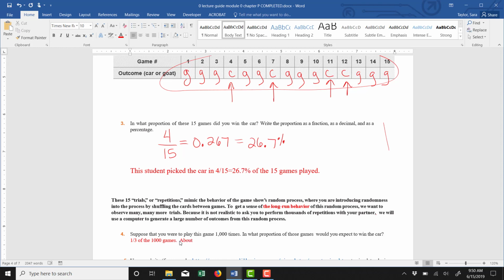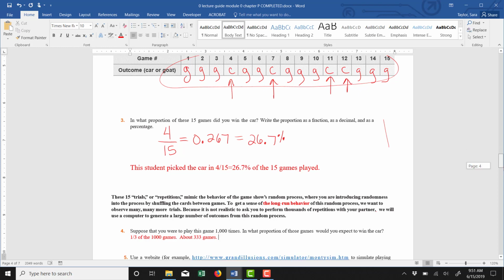And I'm going to use the word about. I want you to also think about, do you actually expect exactly 333 games? Or would it be meeting your expectations if they won 332 games, 334 games? Please recognize that when you say, what do you expect? You don't expect a very specific number. When you think that in the long run they win a third of the games, what you're really saying is that you expect them to get about a third when they play, somewhere around a third.